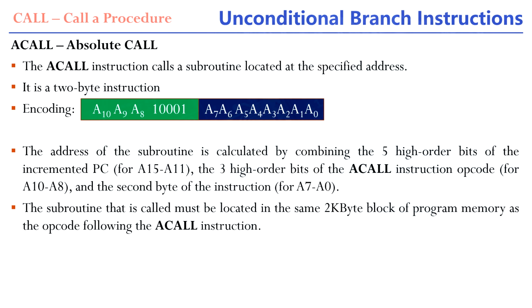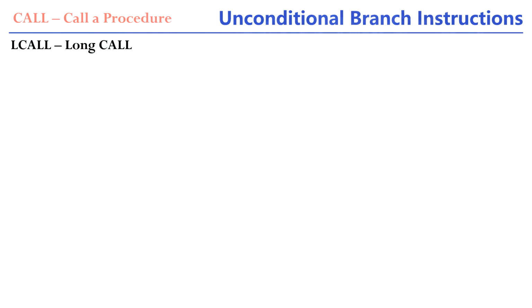Already you know how to compute the destination address. In this case, the subroutine that is called is located within the 2 kilobyte program memory as the opcode following the ACALL instruction. Compulsorily, if we need to call a subroutine, that subroutine must be within the 2 kilobytes where the call instruction is called. And the example is ACALL. The next instruction is LCALL.